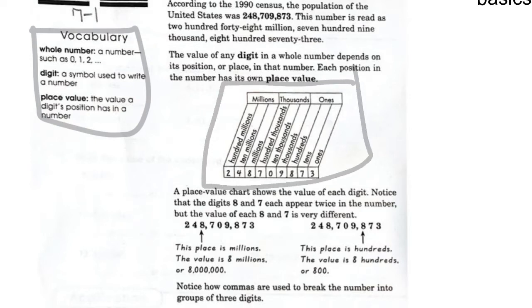Notice that the digits 8 and 7 each appear twice in the number, but the value of each 8 and 7 is different. Down here, this 8 here is in the place of millions. It has the value of 8 million, where this 8 over here has a value of hundreds. Its value is 8 hundreds or 800. Notice how commas are used to break the number into groups of 3. So that is just a little explanation of what the lesson is going to be over.